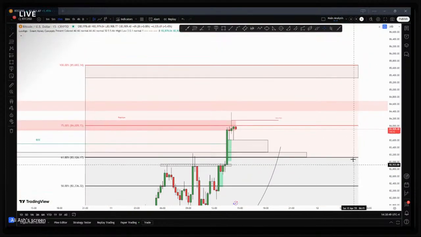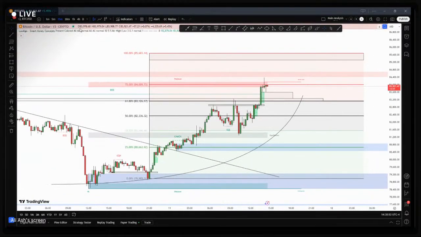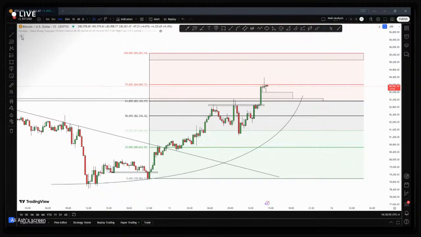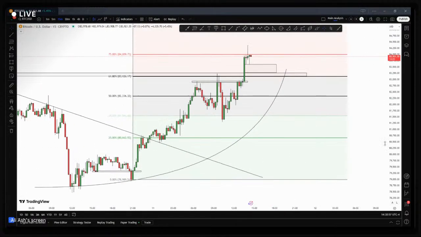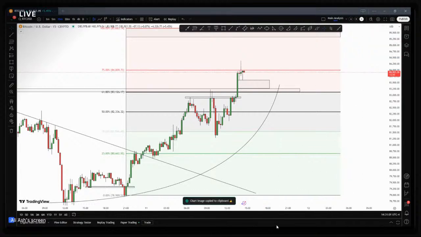And I'm gonna post this on the Discord as well for those who need to keep track of this Fibonacci and the TP levels. So going to post it now in the private club.